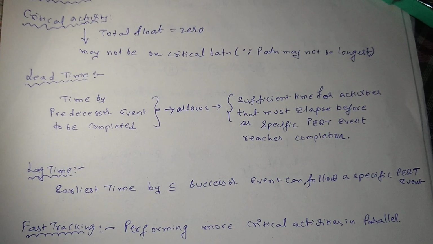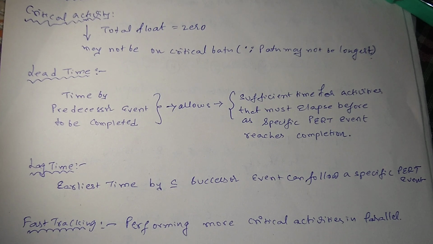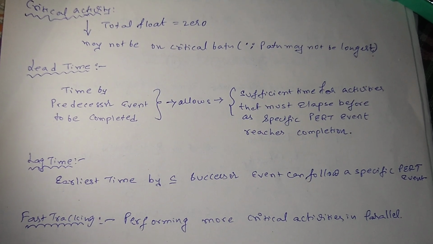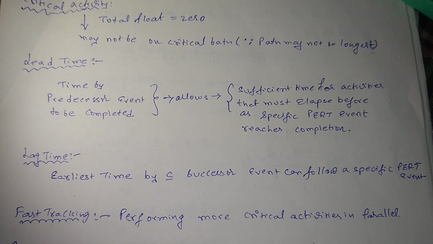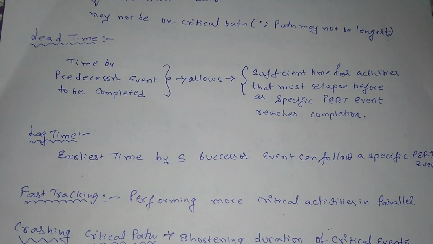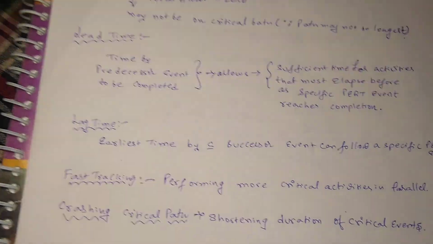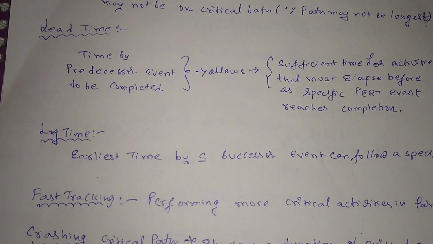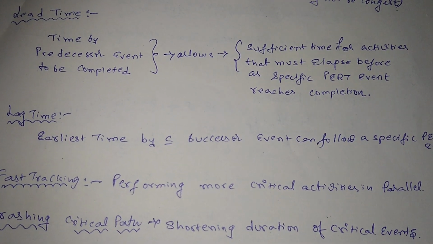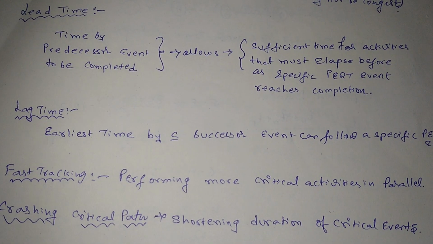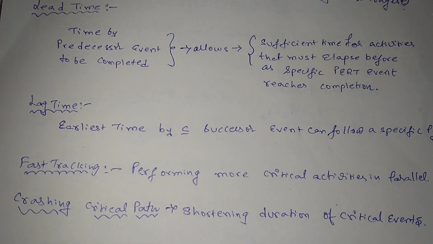Critical activity: there is total float equal to 0. A critical activity may not be on the critical path, since the path may not be the longest. Next is the lead time, the time by which a predecessor event is to be completed. It allows sufficient time for activities that elapse before a specific PERT event reaches completion.